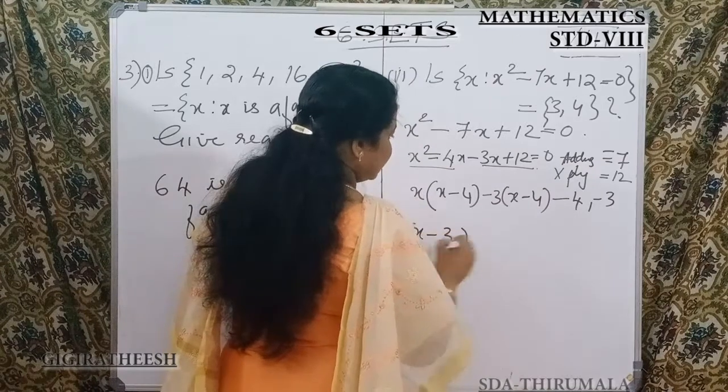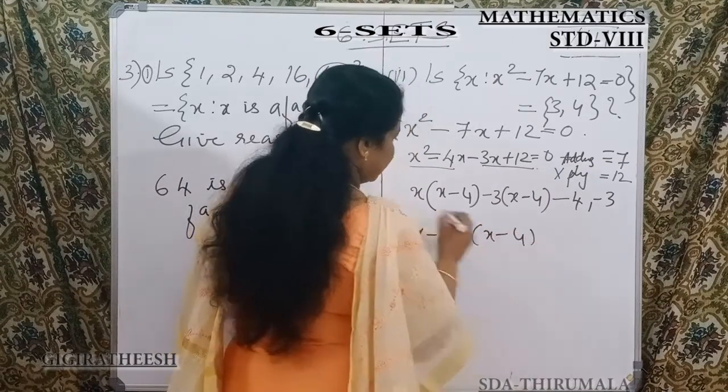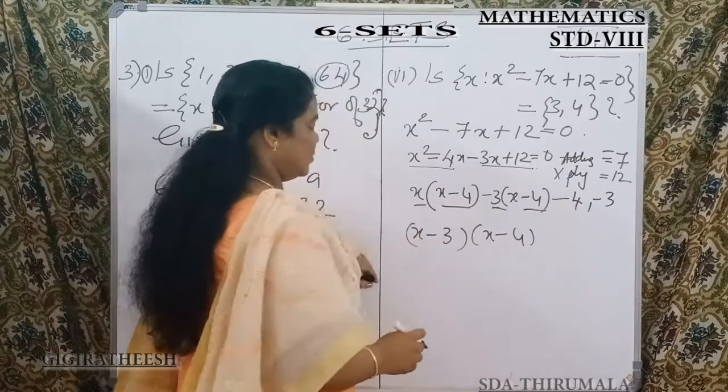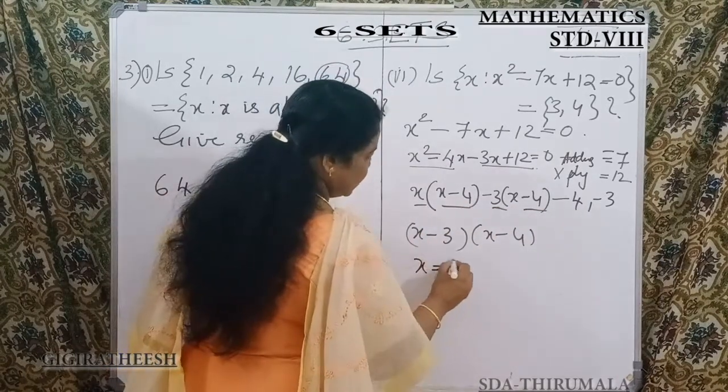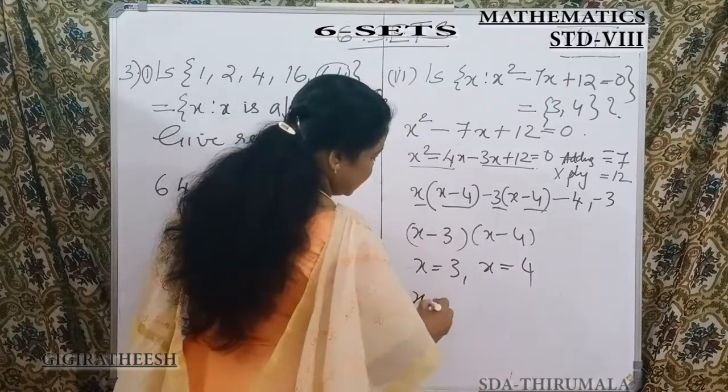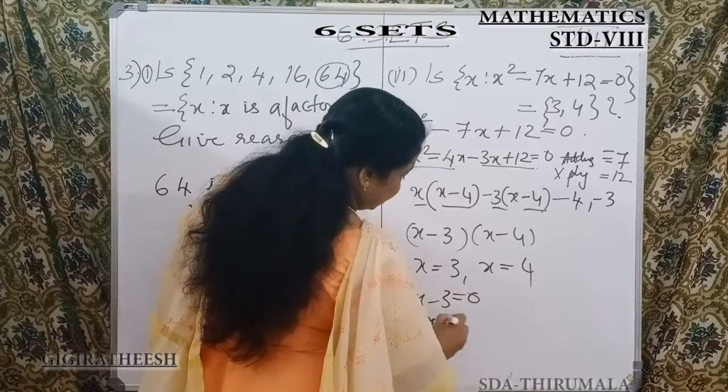So x minus 3 and x minus 4 are the factors. And here also the common factor is x minus 4. So x minus 3 is equal to 0, that is x is equal to 3, and x minus 4 is equal to 0, that is x is equal to 4, that we know.